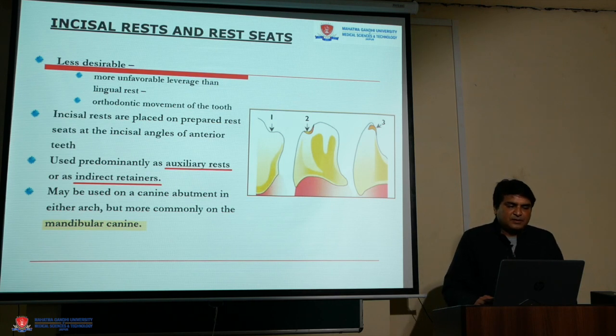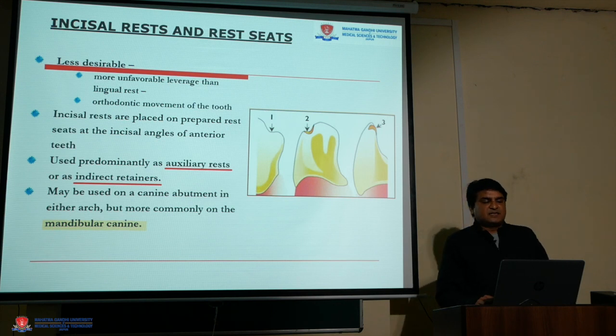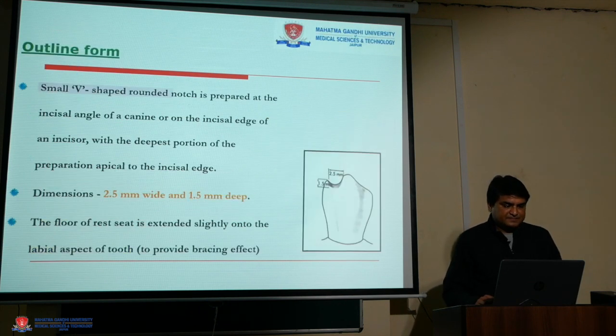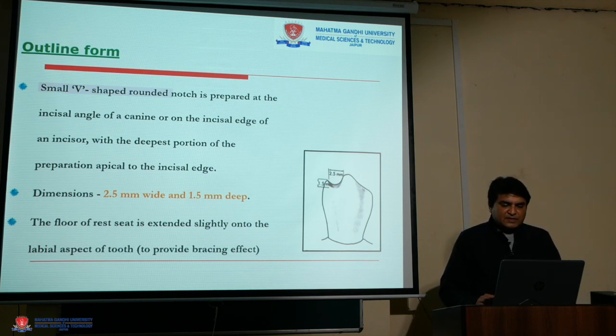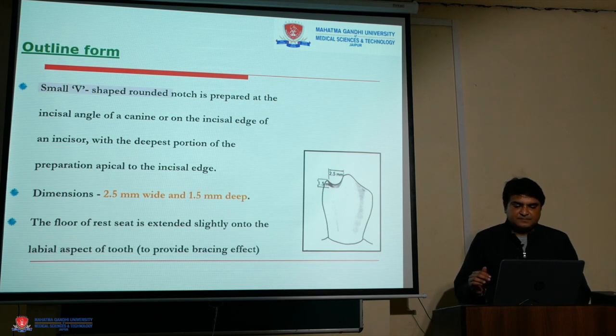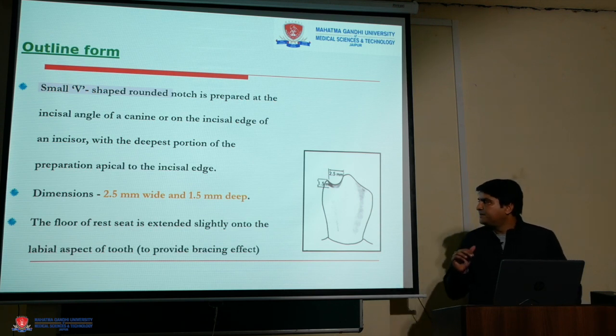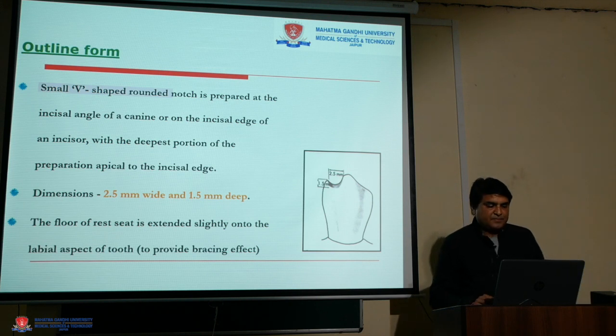Another type of anterior rest is incisal rest or rest seat, but it is less desirable because it is more seen when the patient smiles or opens his mouth. And it is predominantly used as an auxiliary rest or as an indirect retainer. The outline form is a small V on the anterior tooth, maybe canine or any anterior tooth, and the floor of the rest seat is extended slightly onto the labial aspect, thereby providing a bracing effect to the component.